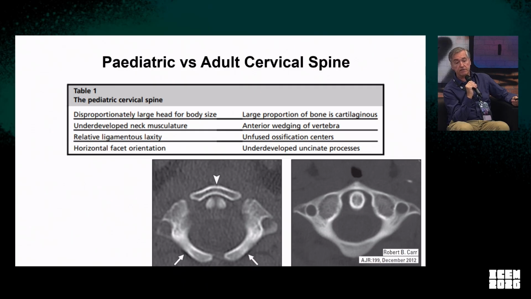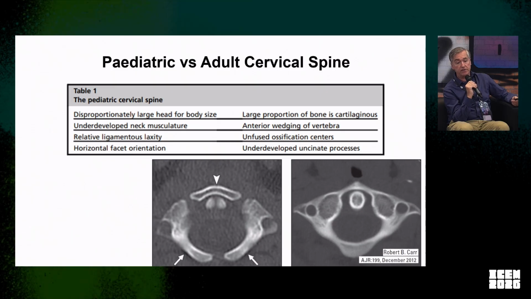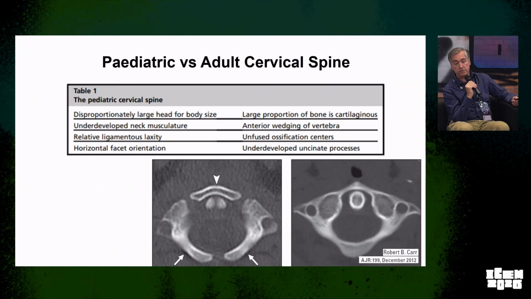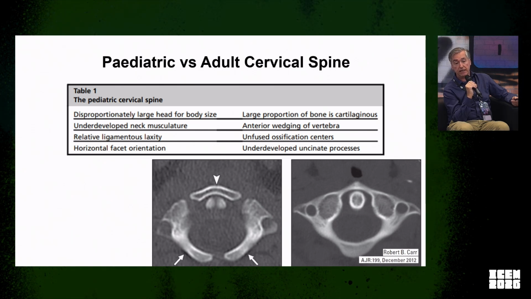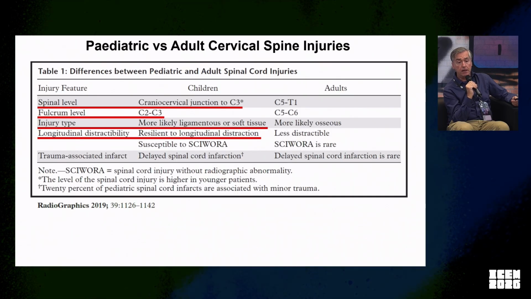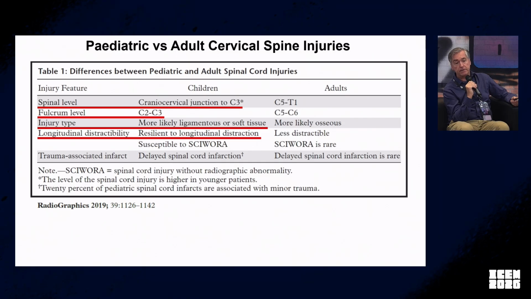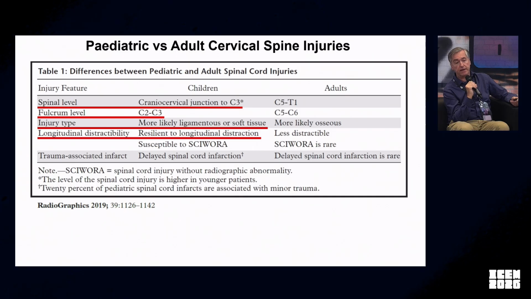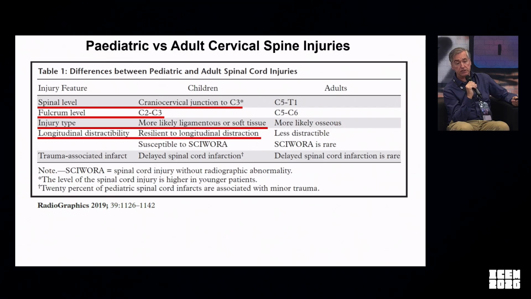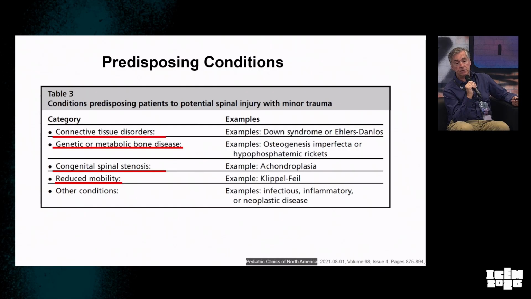So this is at the level of C2. On the left side, you have a normal 12-month-old. And on the right side, you have a normal 12-year-old at C2. So that looks very much like an adult image. What that translates into is that there is a difference in where injuries occur. So it's higher up, C1, C2, C3 in children, and it's further down in adults. And they also have more likely ligamentous injury or soft tissue injury rather than bony injuries.